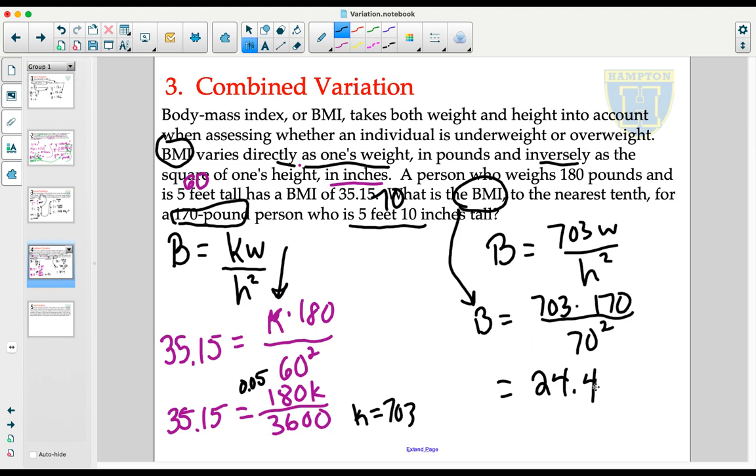Same thing happened for combined variation that we did for inverse and direct. Joint is next. We use the information that we know. We figured out what k was, and then we use that k to determine a subsequent body mass index, substituting each one of the variables along the way in the correct location.